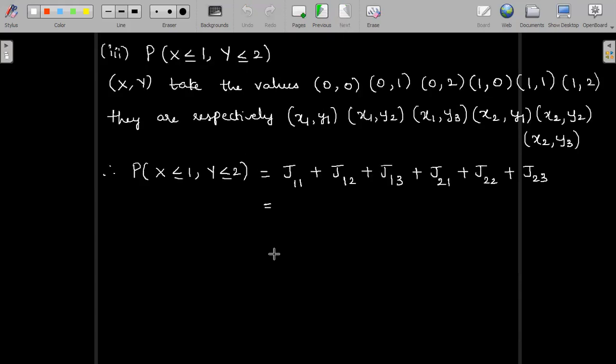So it's now convenient to substitute the values and obtain the answer in this case. So it is 0 plus 1 by 8 plus 1 by 4 plus 1 by 8, j21 plus 1 by 4 again, and the last one is 1 by 8. So when we sum up all these values, we can get the answer as 7 by 8. So this was the third case of the problem.